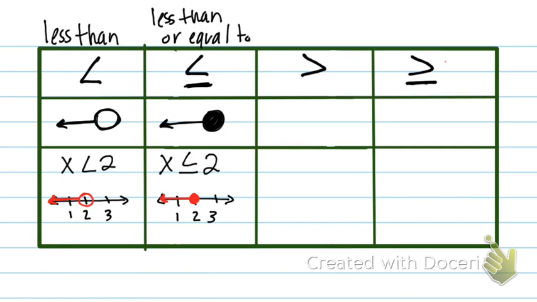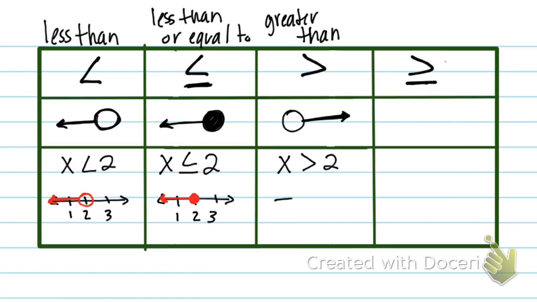The next one we have greater than. Right? Greater than, we will have an open circle and it's pointing everything to the right. Okay. So an example, if we had x is greater than 2, this is how our number line would look. We would have our 1, 2, 3. At 2, we would have an open circle, and then we would point everything to the right.